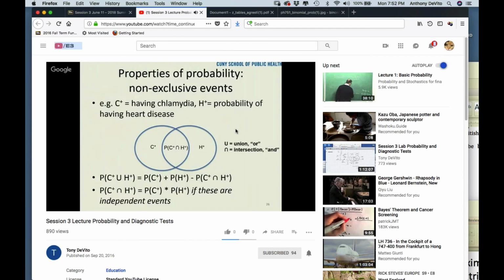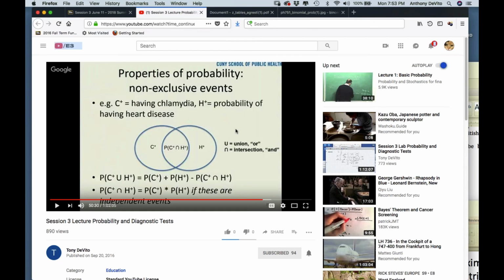I'll cut in here and mention an example of that. Let's say that having heart disease and having chlamydia are independent events. There's no connection between the two of them. Then if the probability of having heart disease is 10% in a population, and the probability of having chlamydia is 10%, the probability of having both is 10% times 10%, or 1%.